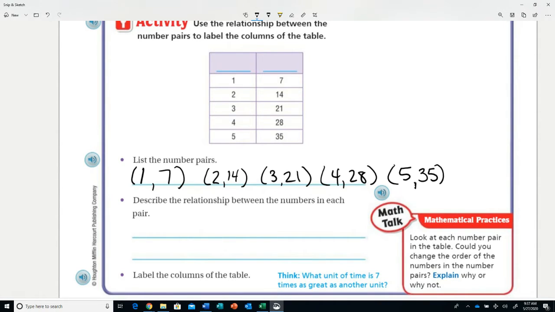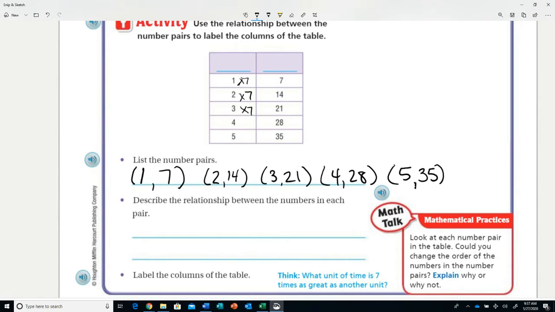Okay, describe the relationship between the numbers in each pair. Well, it turns out that their relationship is times 7. 1 times 7 is 7. 2 times 7 is 14. 3 times 7 is 21. And all the way through. So the relationship is that the second number is 7 times larger than the first number. You can go ahead and write that down. Label the columns on the table.